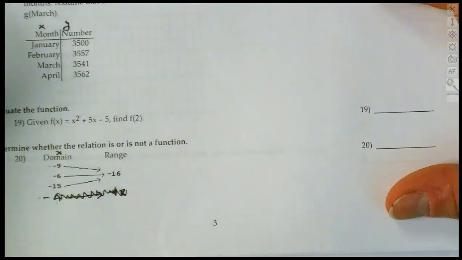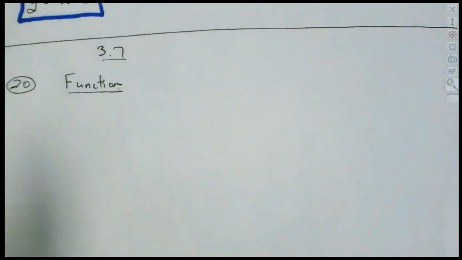So how do we tell if something's a function? We look at the x values. And if the x values are duplicated, it is not a function.